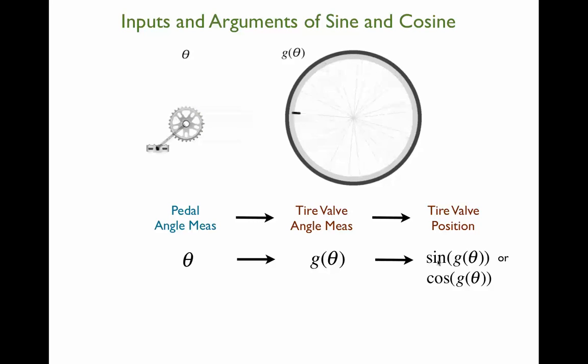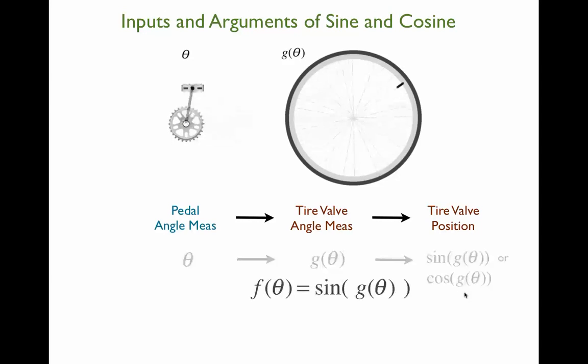And remember, if we want vertical position of the tire valve, then what has to be the argument of sine? Which angle? Pedal or tire valve? Tire valve, right? So if you want something about the position of the tire valve, then ultimately what you're putting into sine as a whole has to be the tire valve angle. And same thing if you want the horizontal position. So that's the way we think about this. So we're thinking about functions like this, or cosine of some function of theta.